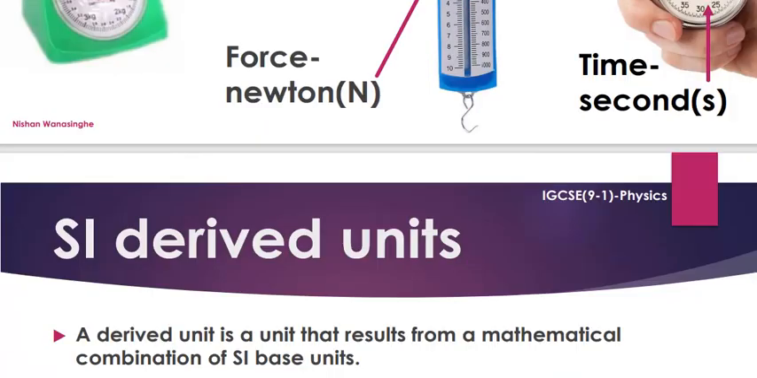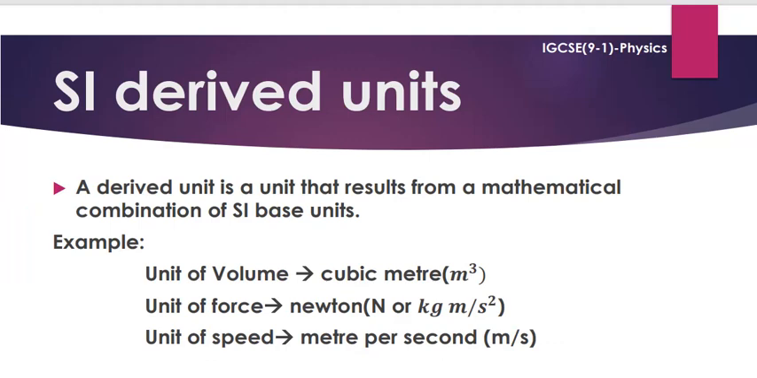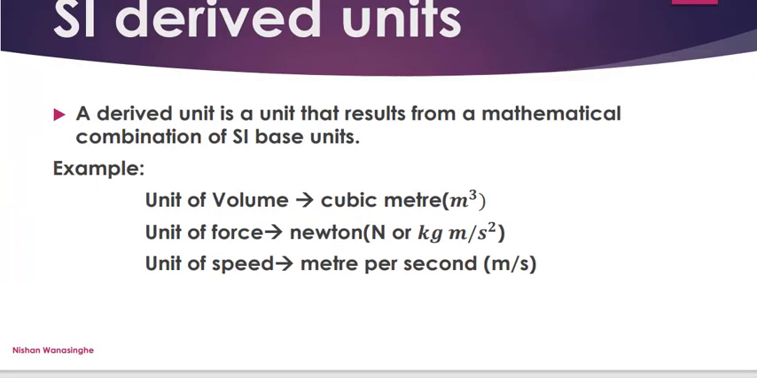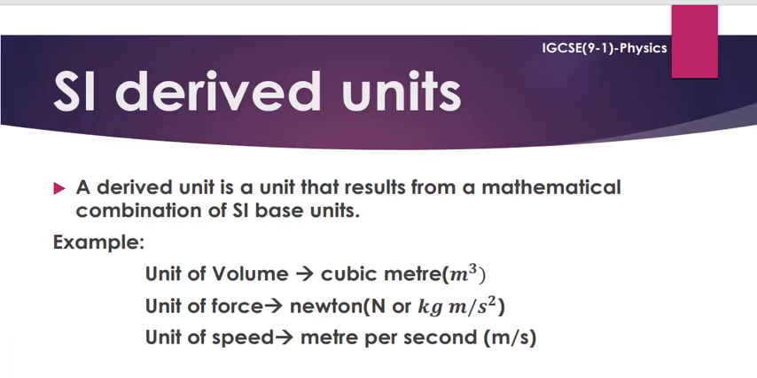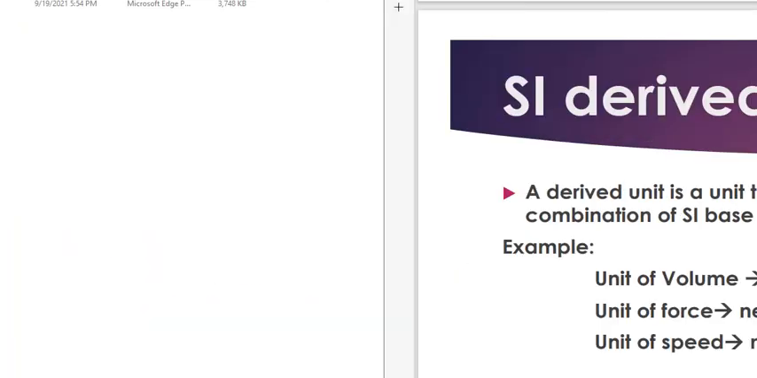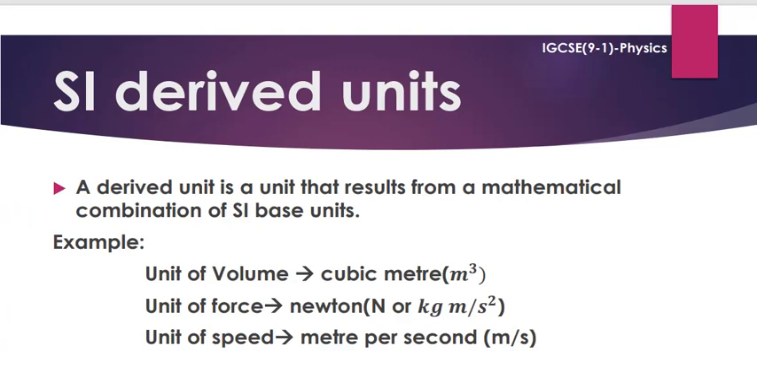So there are some units called SI derived units. SI derived units, right? That means these are derived from SI base units. For example, if you take the unit of volume, volume is created by meter into meter into meter. So cubic meter, but you can see meter is an SI unit, right?